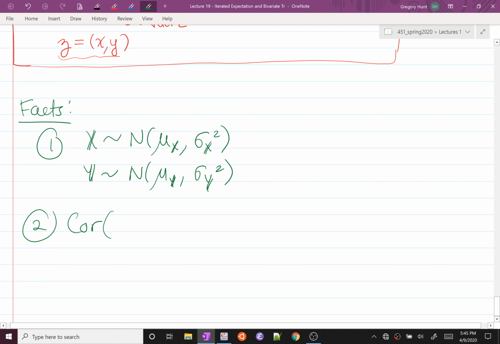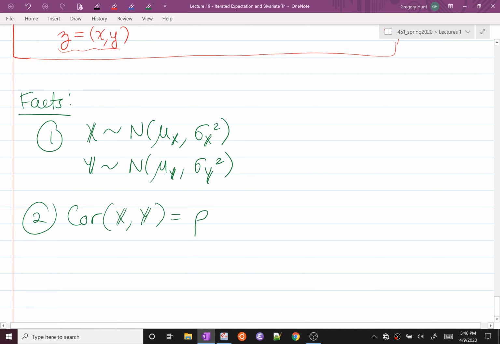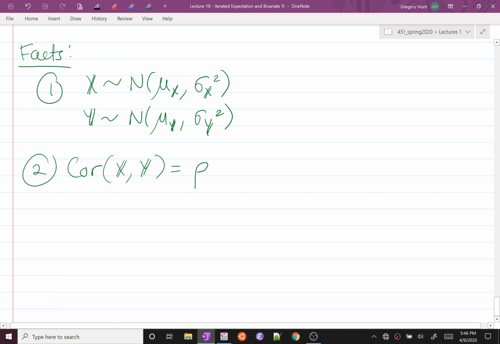The correlation between x and y is, of course, rho, as we claimed. So I'm going to write these facts. I'm not going to go through and prove them today, but you have the tools now to prove them. So marginally, they're normal. The correlation is rho. Let's hope that's how we parameterized it.